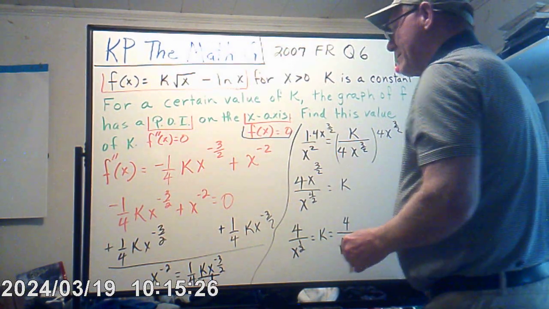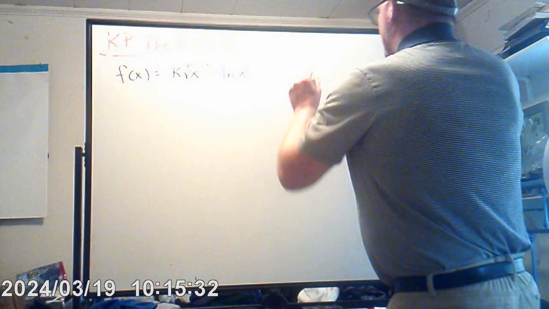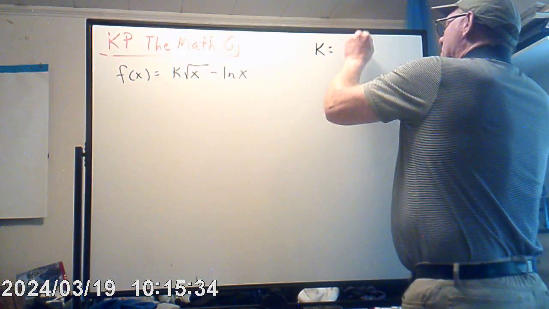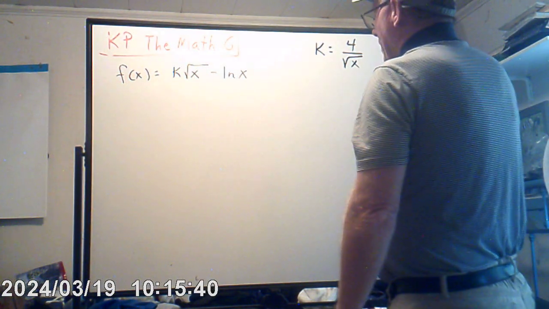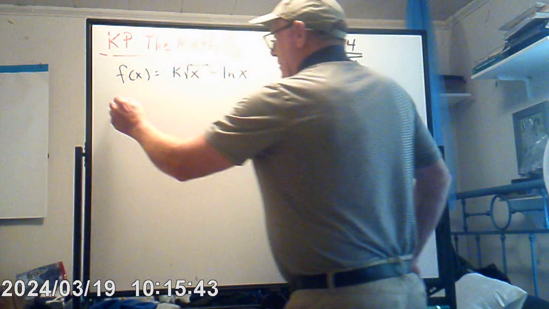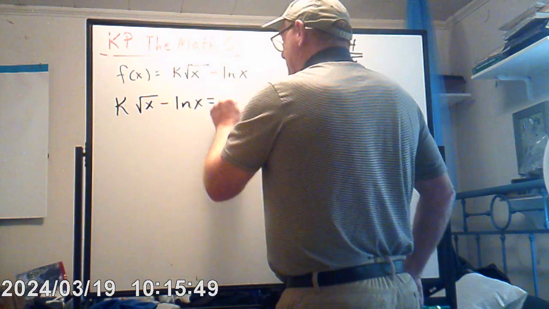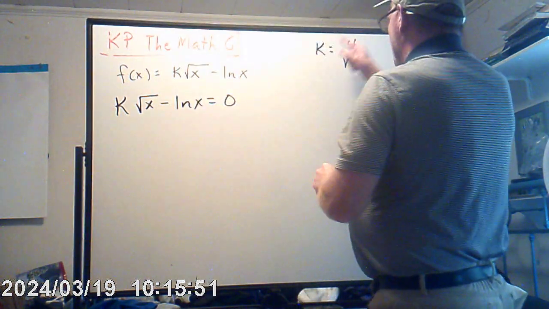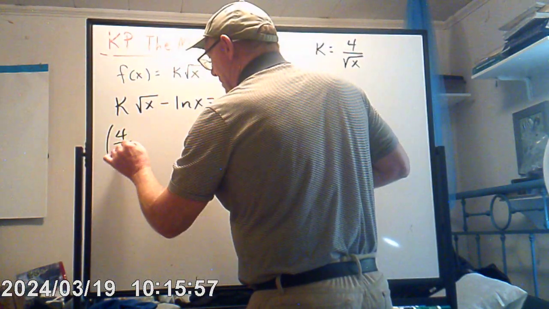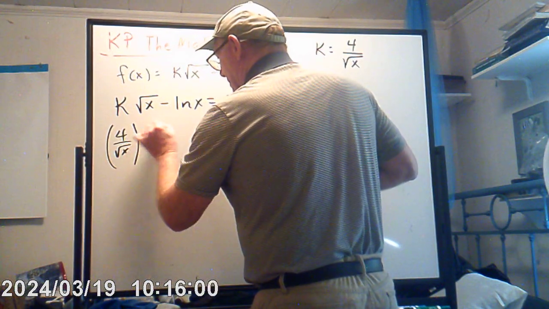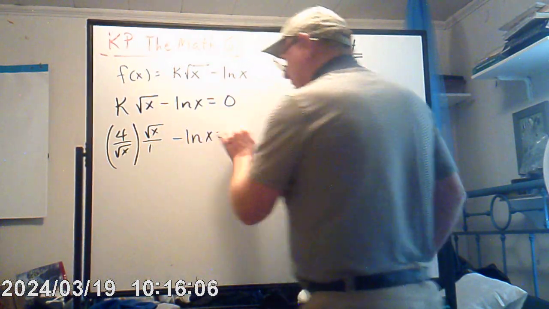Alright, so here we go. Let's do this. Now remember, k is equal to 4 over the square root of x. Let's put that down, because we're going to need it later. Now I'm going to take this and set it equal to 0. K times the square root of x minus ln of x is equal to 0. And then I'm going to substitute in place of k 4 over the square root of x times the square root of x. Now remember, this is all over 1 minus ln of x is equal to 0.